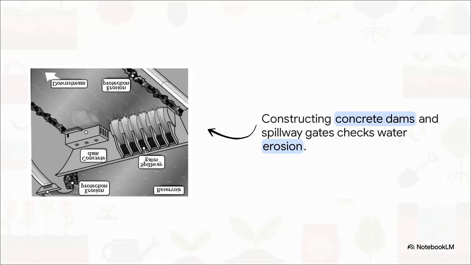So how do we actually stop water erosion? Look at this large-scale infrastructure here. By constructing massive concrete dams and spillway gates across our rivers, we can check the devastating speed and force of the water flow. This effectively prevents catastrophic flood-based soil erosion down in the lower basins. It's a real game changer.